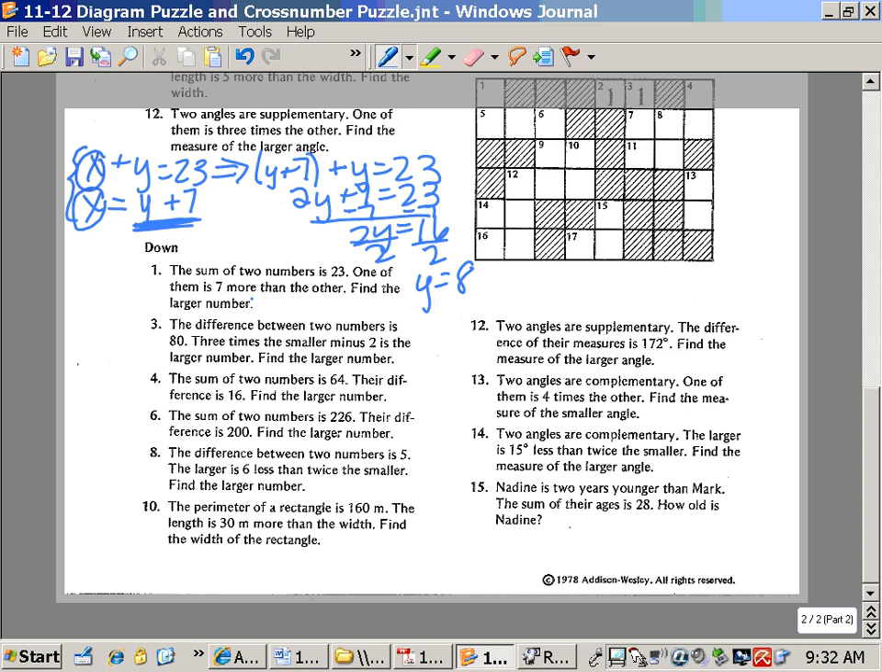Now it asks us to find the larger number. Is 8 the larger number of 2 that add to 23? No. So I'm going to take the 8, plug it into the equation right here. 8 plus 7 is 15, so x is 15. So you go over to 1 down and you put the number 15.